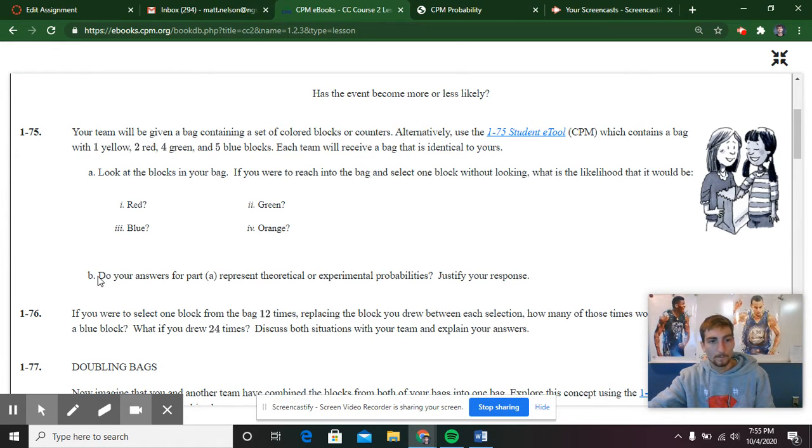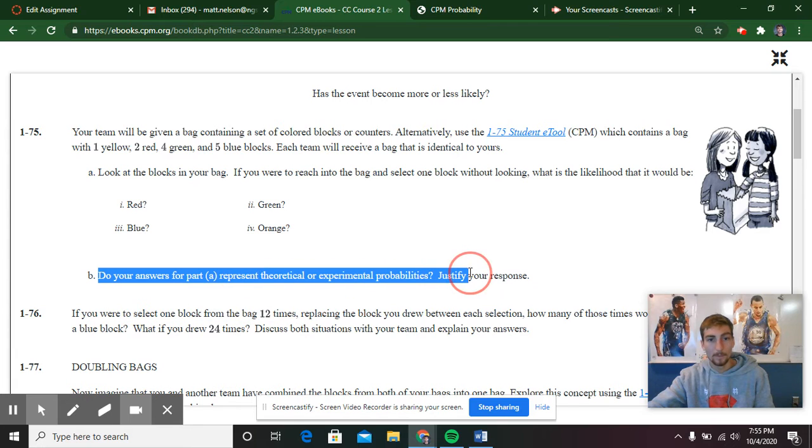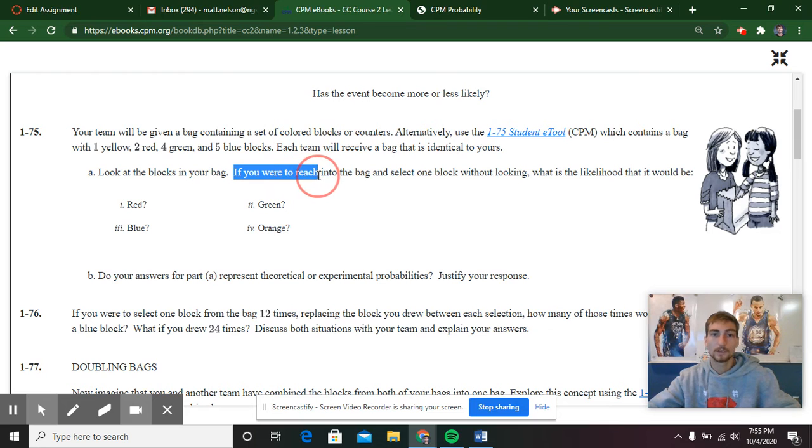And then you're going to think about, do these answers above represent theoretical or experimental probability? So here you have to pay close attention to what it's asking in part A. It says, if you were to reach into the bag, so you haven't actually pulled out anything. It's just asking if you were to reach into the bag and select one of the blocks without looking. Would that be an example of theoretical or experimental probability? Okay.